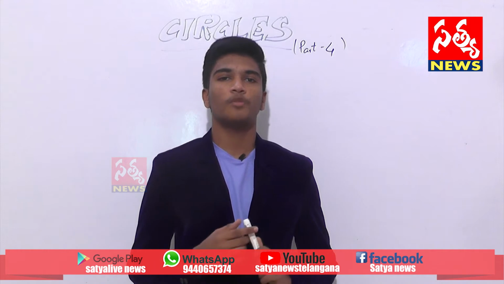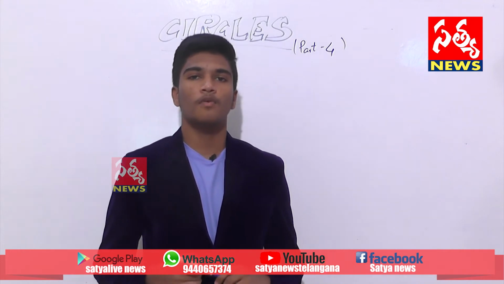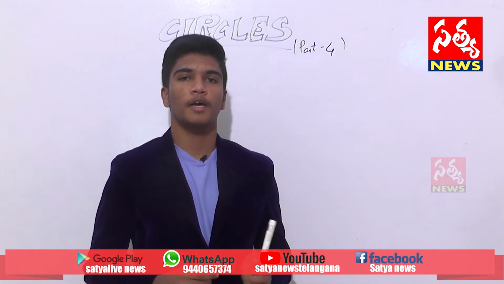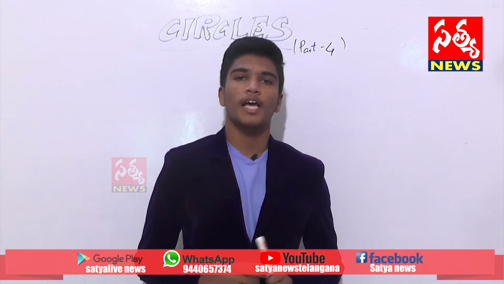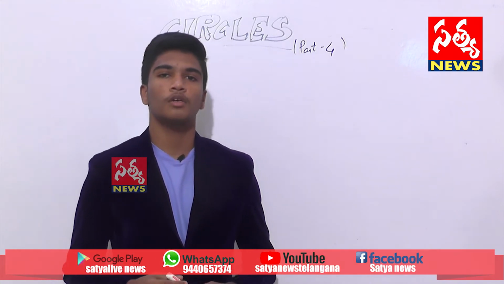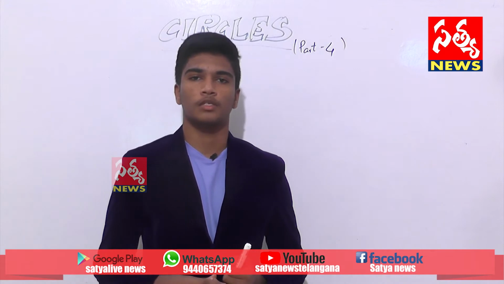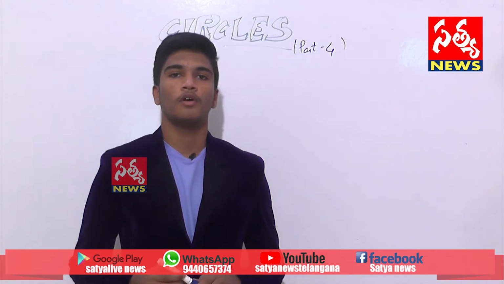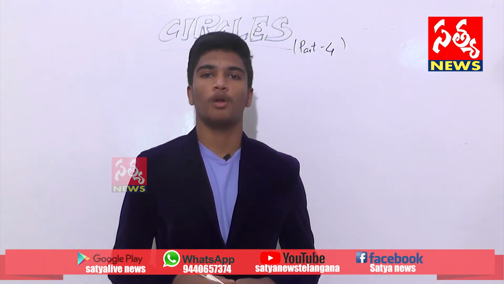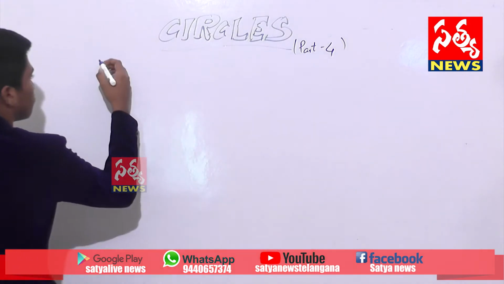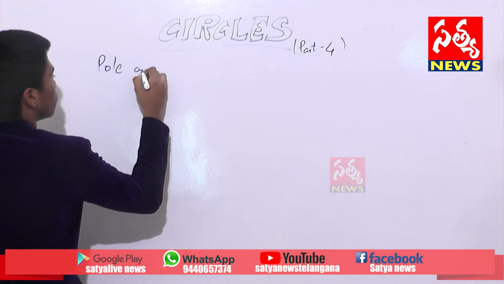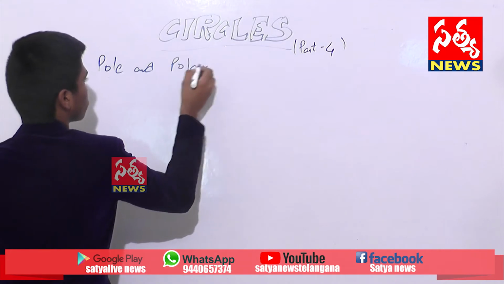Now we are here with the fourth part of circles. Before watching this video, please check the previous parts of circles. In the last part, we have discussed chord of contact and normals. In this video, first of all, let's discuss pole and polar of a circle. Pole and polar.